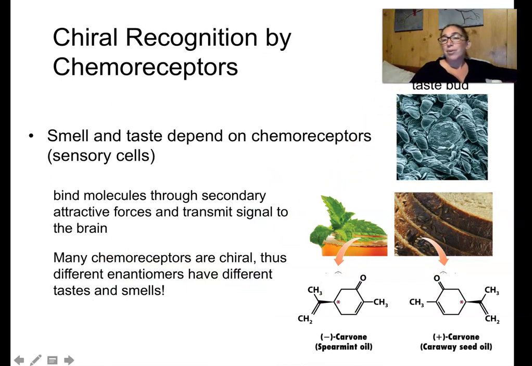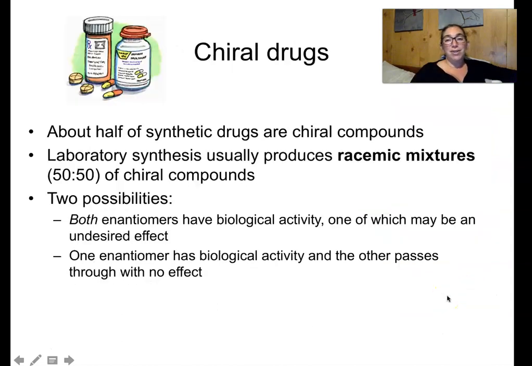So some real-world examples of chiral compounds in biology: a lot of smell and taste molecules have enantiomers, and they are perceived differently by our taste receptors or our smell receptors. So I already talked about that example of carvone. Here it's labeled negative and positive: the left-handed version is spearmint flavored, and the right-handed version is rye flavored. Another place where this becomes really important is in drugs, in pharmaceuticals.